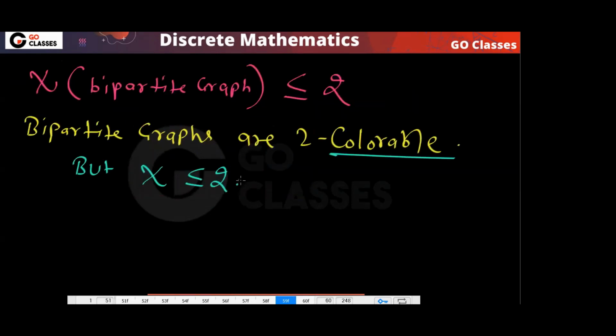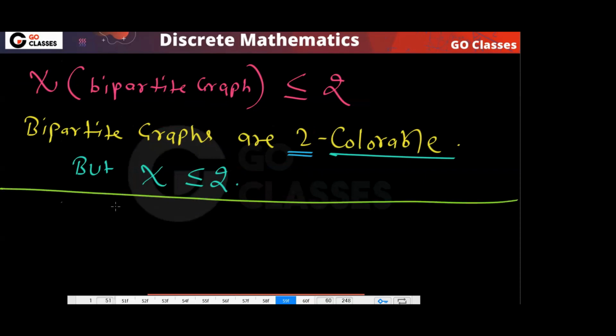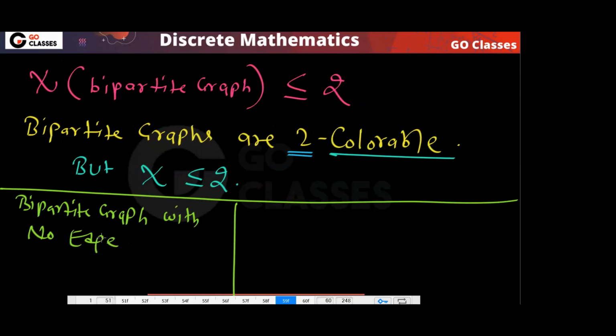So here you can notice a bipartite graph is 2-colorable. It means the chromatic number will be less than or equal to 2. There are two types of bipartite graph. First, a bipartite graph with no edge. If your graph does not have any edge, it is basically edgeless. So this is your graph E_n. What will be the chromatic number? Then the chromatic number will be 1.